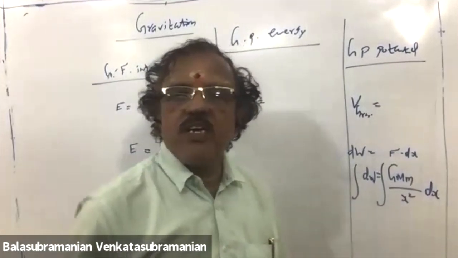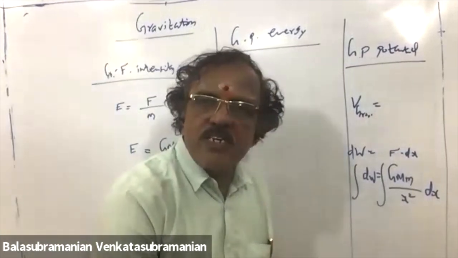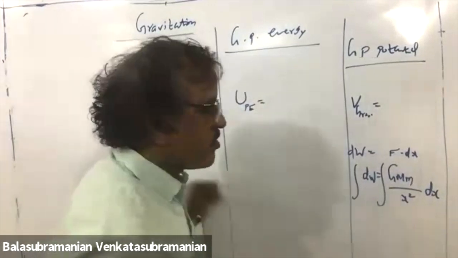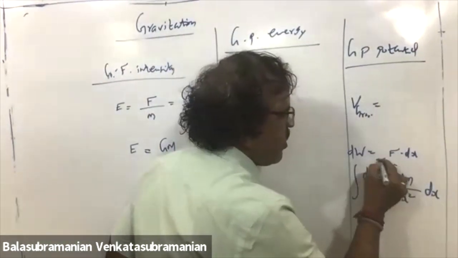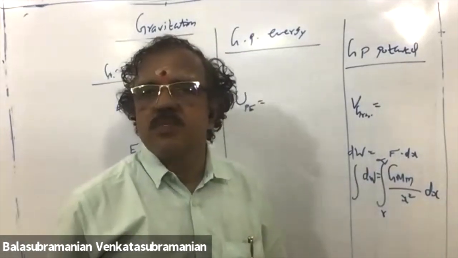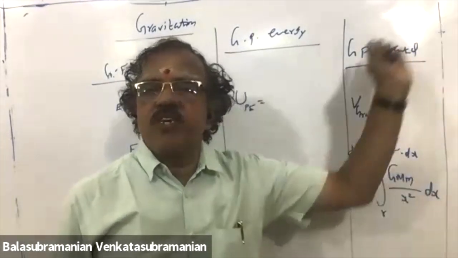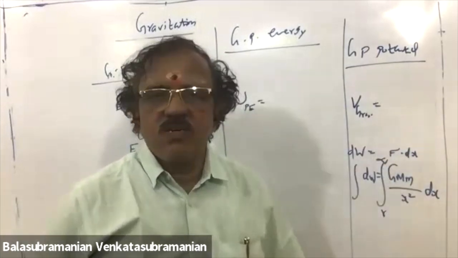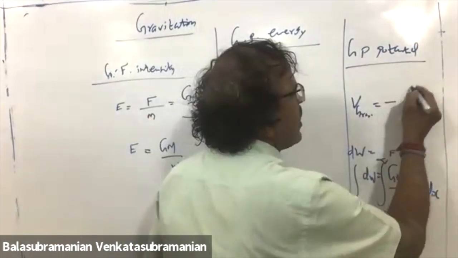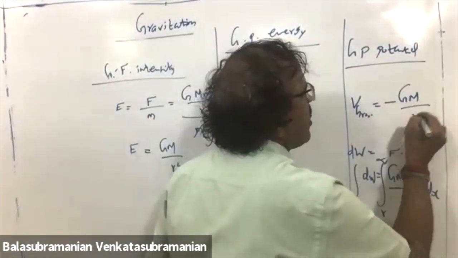You are moving from the point to infinity. From the surface, I am moving, so capital R to infinity. That's all. Simplify, and you will get the answer minus GM by R.